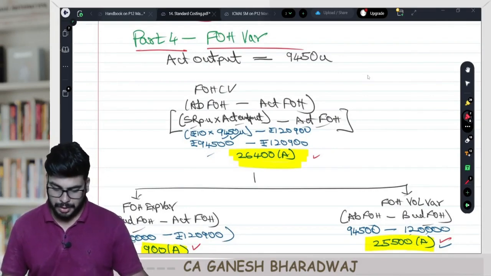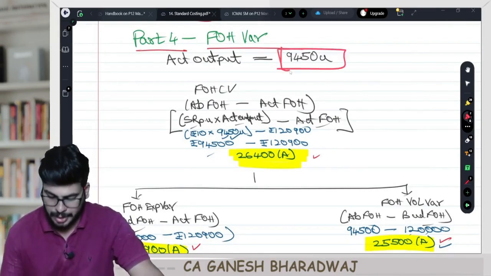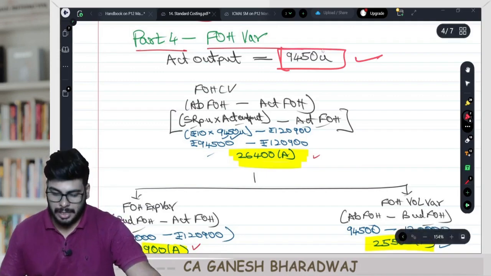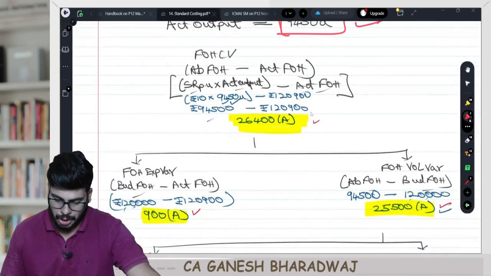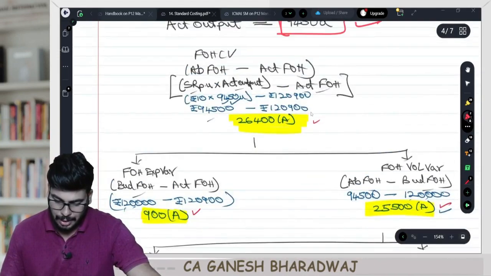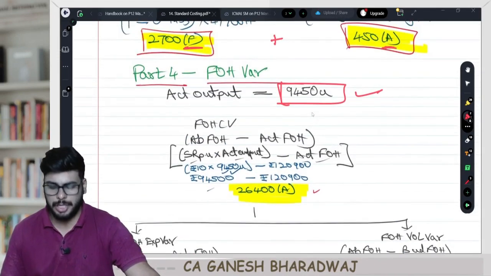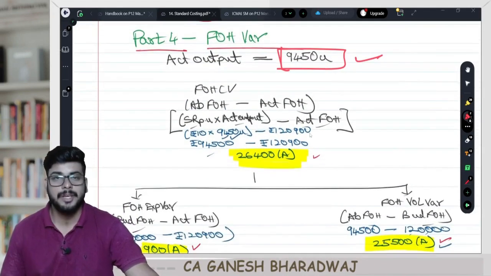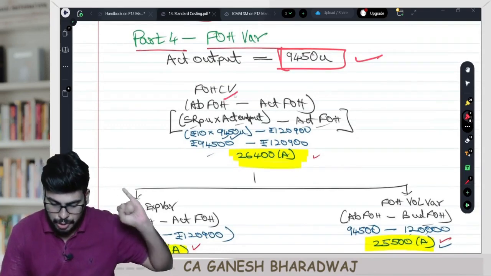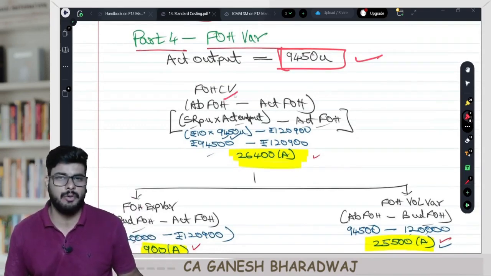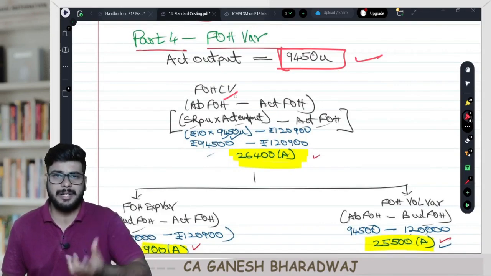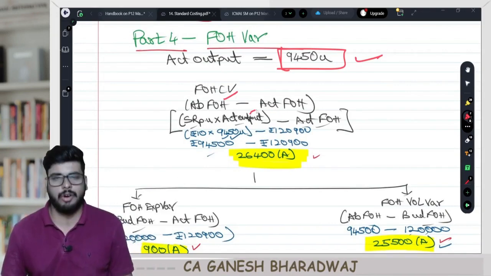Now, fixed overhead cost variances. What is the actual output? Again, it's going to be 9,450 units. Now, first, let us list out the ingredients. What are the ingredients we need for fixed overhead variances? Fixed overhead cost variance, you need the absorbed fixed overheads. Absorbed fixed overheads, how will you get it? See, the predetermined rate, standard rate per unit into actual output, correct?